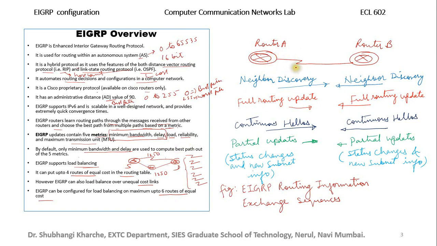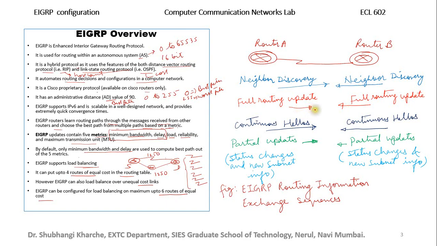Now let us understand the operation of EIGRP. In EIGRP, let us say these two routers, router A and router B, are configured as EIGRP routers. First of all, these two routers will send neighbor discovery messages to each other, and after that they will send the full routing updates. Once they become neighbors of each other, they exchange the full routing updates with each other.